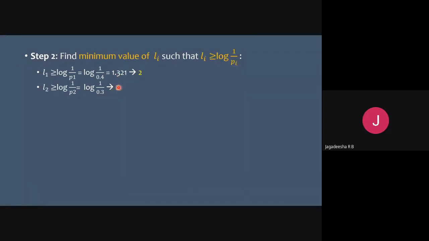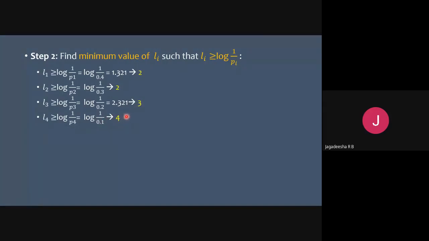Okay, next L3. What is the value of L3? Log of 1 by 0.2. So that comes to 2.3. Okay, this is 2.3. So when it is 2.3, how do you round it? To 3. Okay, and the next L4, 1 by P4. What's the value? 1 by 0.4. So you will get some value here, but we will round it to 4.